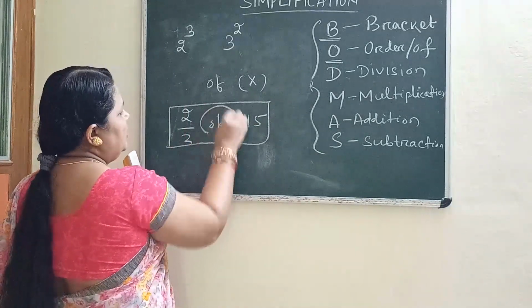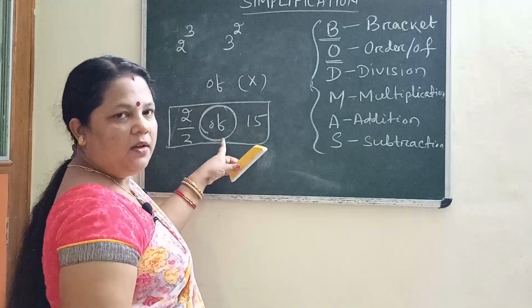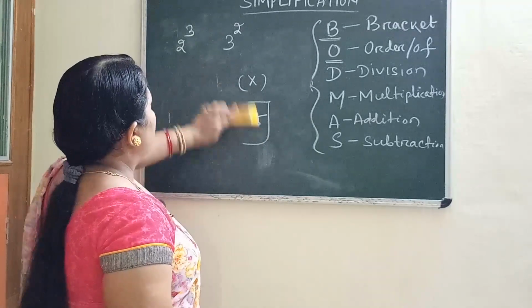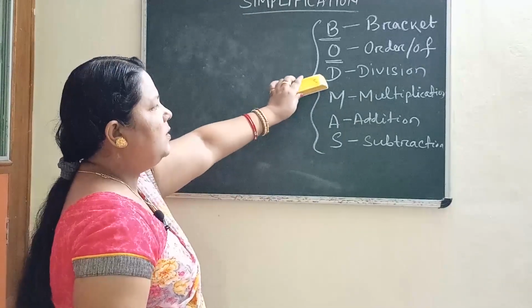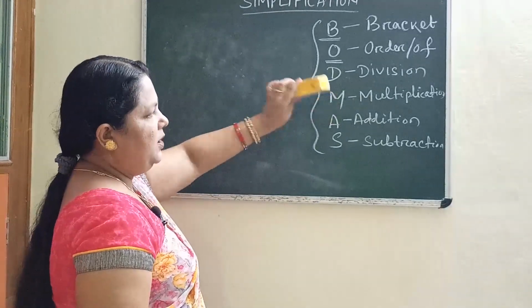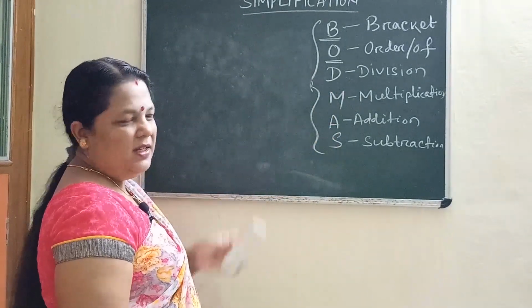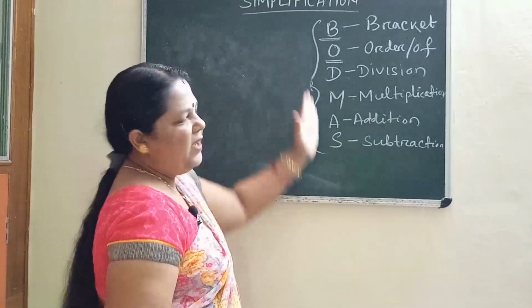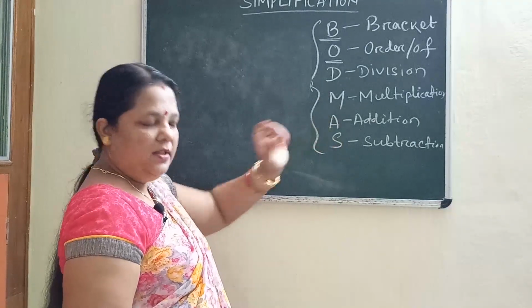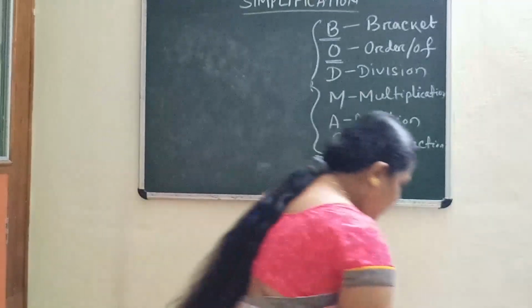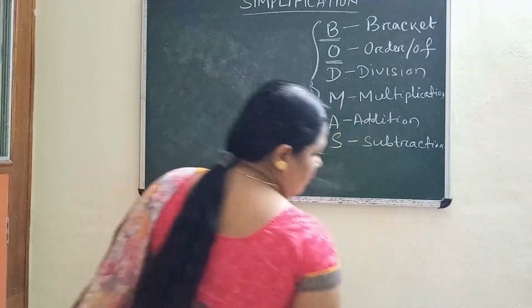That means we are going to use the operation of. So including of, we can follow this. Then come to, as usual, division, then multiplication, then addition, then subtraction. In this manner, we have to follow the steps to get the answer. So I am showing one example to solve with the BODMAS rule.